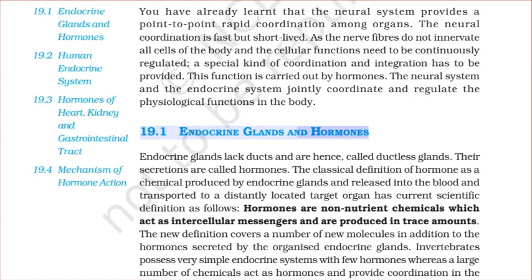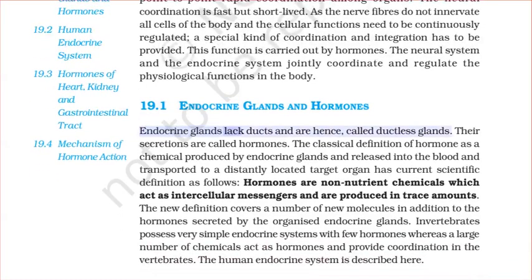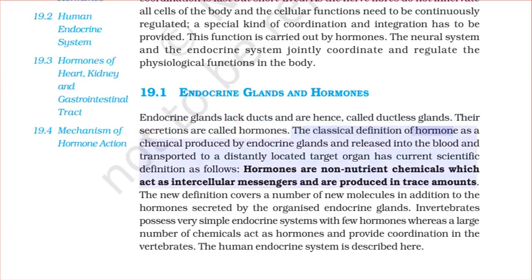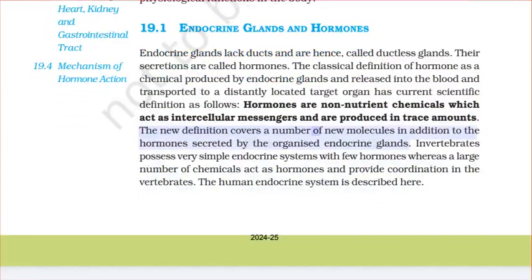Endocrine glands and hormones. Endocrine glands lack ducts and are hence called ductless glands. Their secretions are called hormones. The classical definition of hormone as a chemical produced by endocrine glands and released into the blood and transported to a distantly located target organ has a current scientific definition as follows. Hormones are non-nutrient chemicals which act as intercellular messengers and are produced in trace amounts. The new definition covers a number of new molecules in addition to the hormones secreted by the organized endocrine glands.